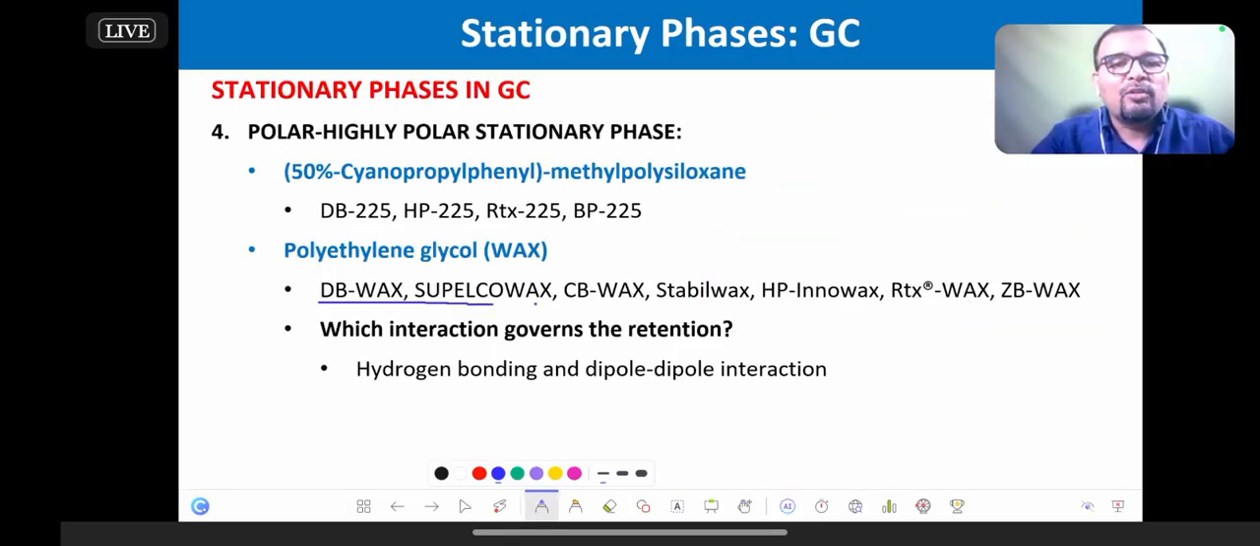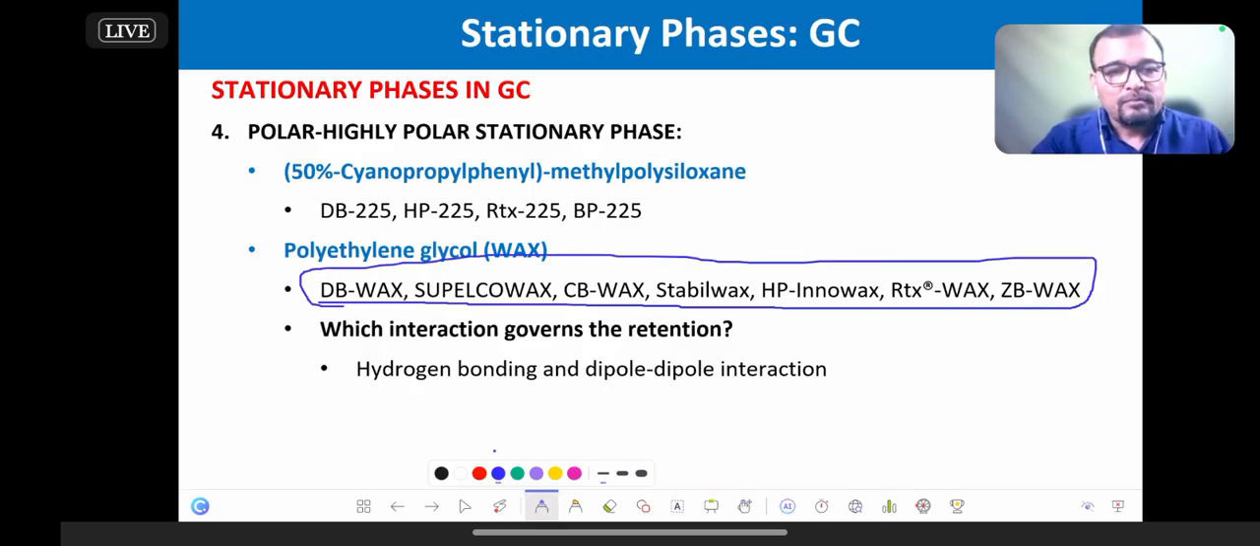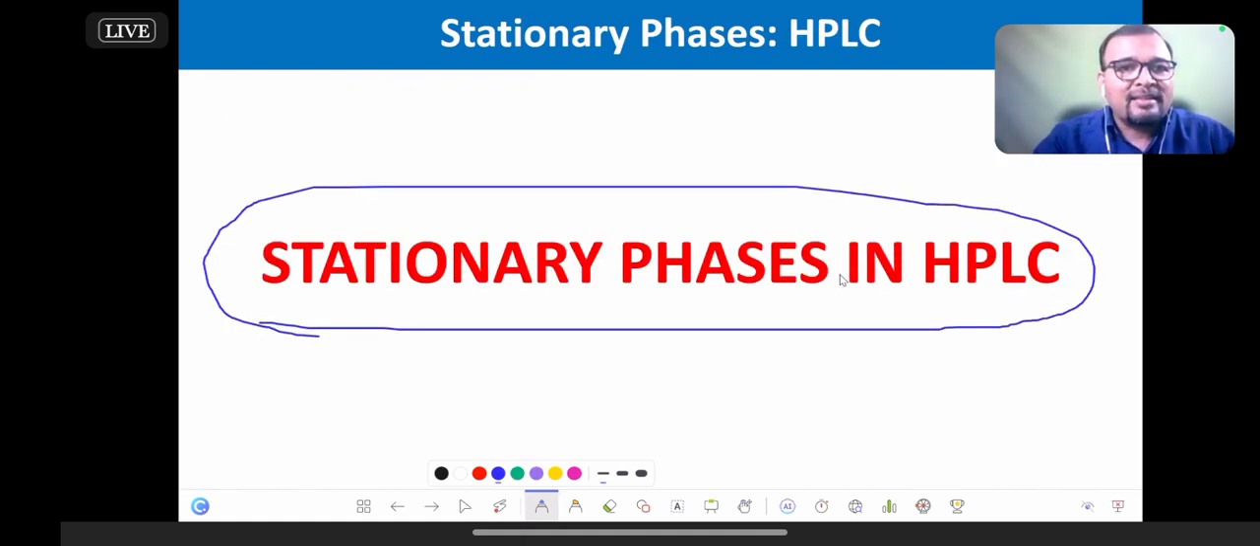Polyethylene glycol, okay, these are the columns: DB wax, Supelco wax, CB wax, Stabil wax. They are different stationary phases. And hydrogen bonding: polyethylene glycol is an alcohol having OH, so hydrogen bonding takes place. Okay, so let us move ahead with the HPLC stationary phase now.